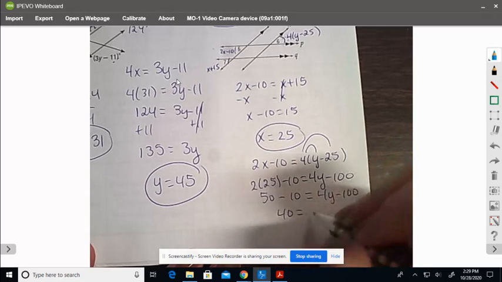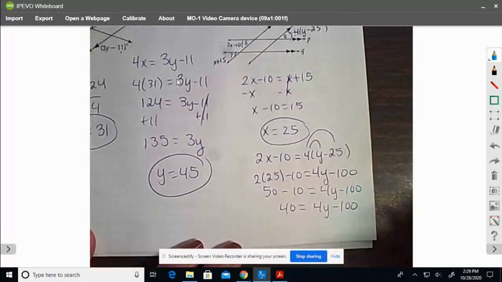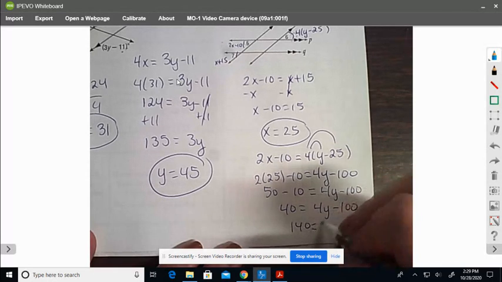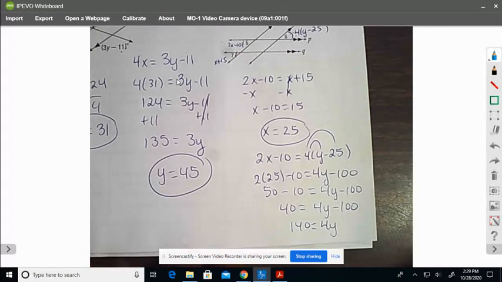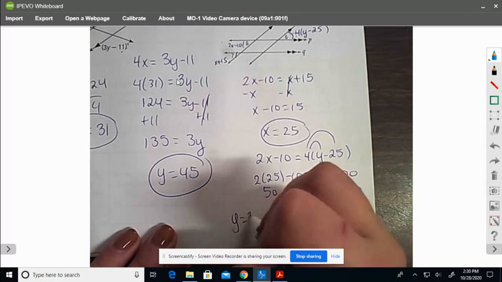So I got 40 equals 4y minus 100. I'm going to add 100 to both sides. I get 140 equals 4y. And when I divide, I get y is 35.